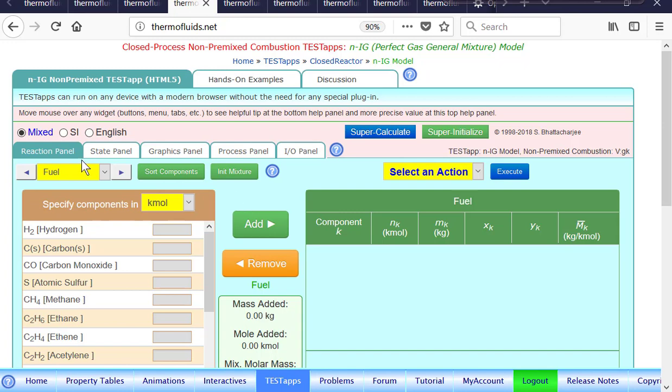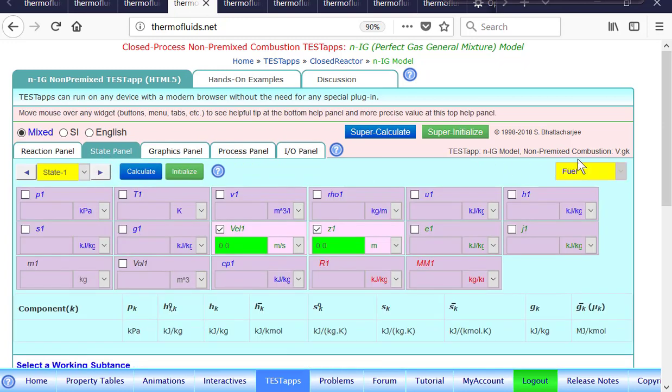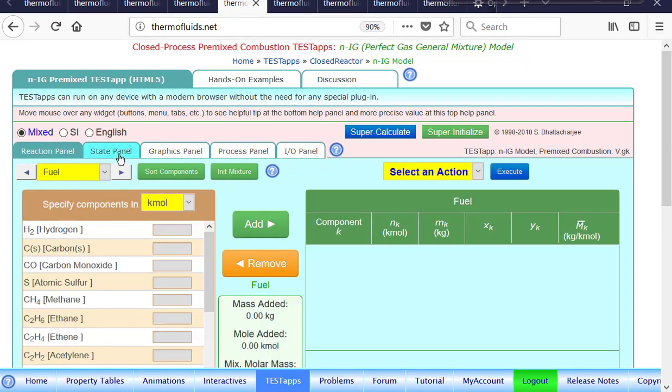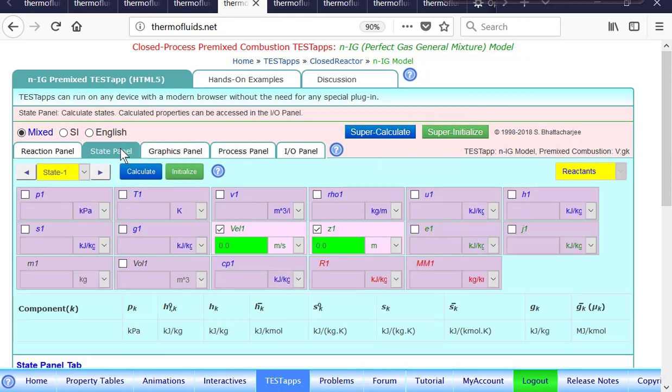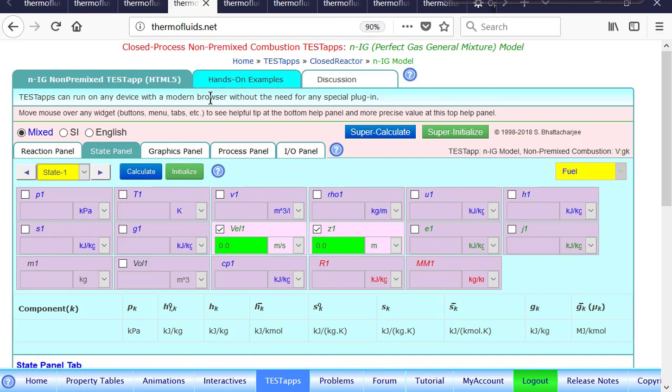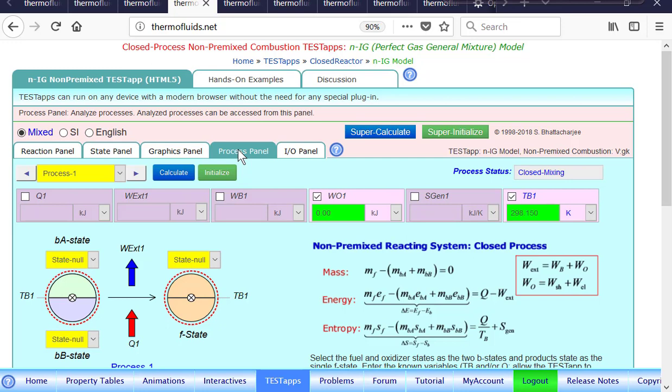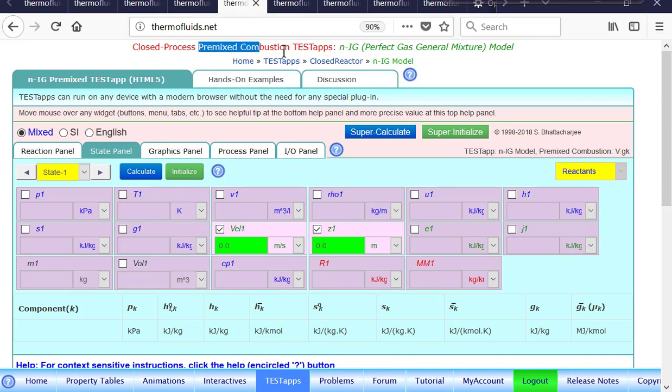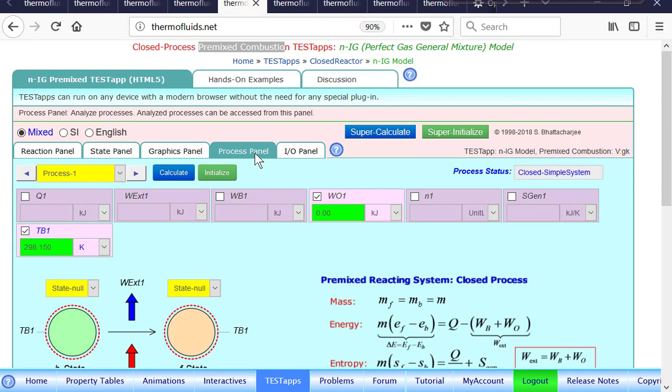This is where you set up the reaction. The state panel should look familiar. The states are kind of keyed. State one is fuel, state two is oxidizer because it's non-premixed, and state three is products. Whereas if you go to a premixed app, you will find again the reaction panel is the same. The state panel will have only two states, reactants and products, because fuel and oxidizer are not separated. Another distinction is in the process panel. In the case of non-premixed, we have to be prepared to have fuel and oxidizer states separate, so there are two beginning states and one final state. Whereas in the case of premixed combustion, you will have one beginning state and one final state.